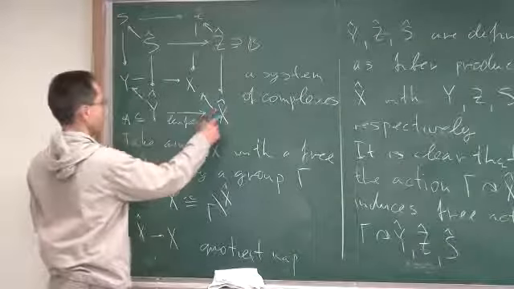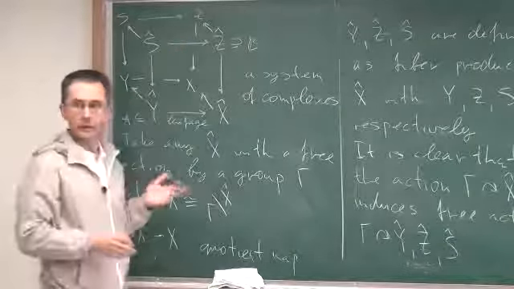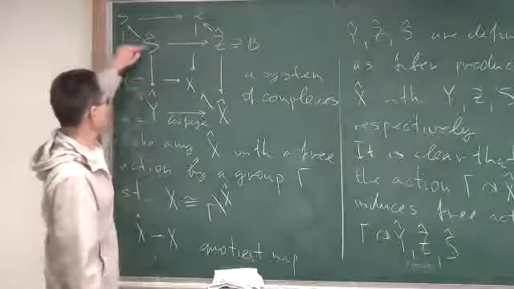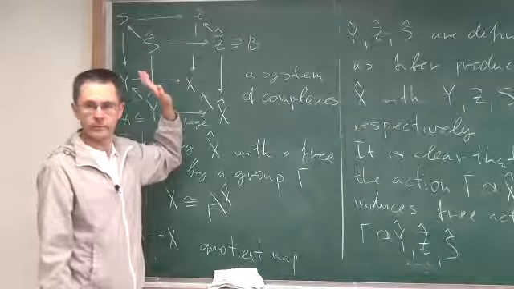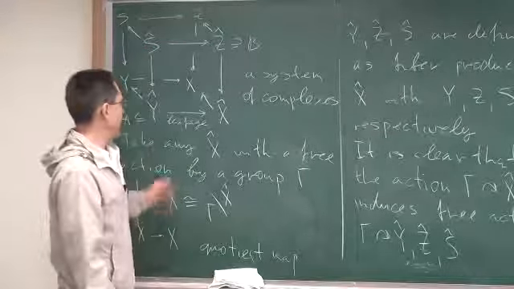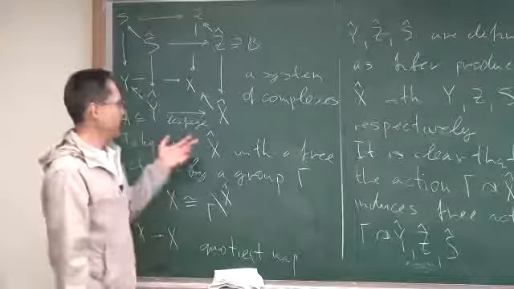So consider this diagram: X hat, Y hat, Z hat, S hat. This is a square in this diagram, and by that statement there, this square is a fiber product diagram. So that means that S hat is the fiber product of Y hat and Z hat. Now we claim that the fiber product of leafages is a leafage. Why is this true? It follows from the fact that the fiber product of two injective maps is injective.